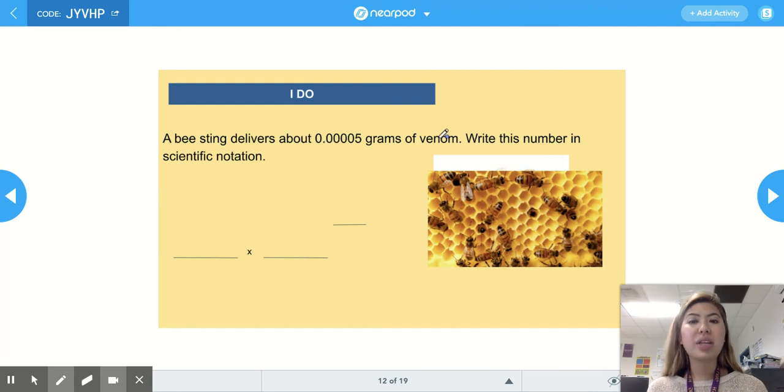This next I do problem is a bee sting delivers about 0.00005 grams of venom. Write this number in scientific notation. So our first step is to make our coefficient a number between 1 and 10. So to do that, I'm going to make it 5.0, or just 5. And we know that our base has to be 10. And because the number is less than 1, or we're moving our decimal point to the left, we know that our exponent is going to be negative, and it's negative 1, 2, 3, 4, 5. So it's negative 5. So that means that 0.00005 in scientific notation is 5 times 10 to the power of negative 5.